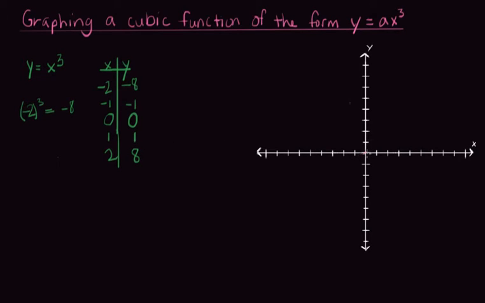So if we plot that, here we have (0, 0), (1, 1), (2, 8), (-1, -1), and then (-2, -8). So if we connect that, this isn't going to be super good.